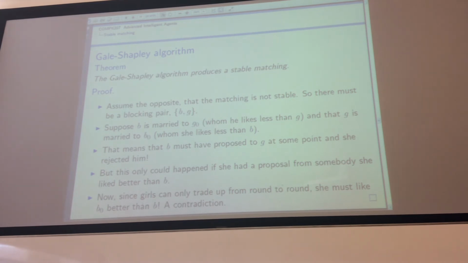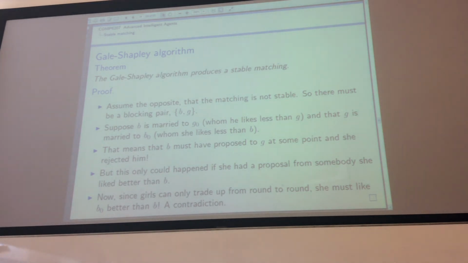Now, more than that, the outcome of this algorithm, which is very simple, you would agree, is a stable match. Why is that true? So assume otherwise, the matching is not stable, so we must have a blocking pair, the boy B and the girl G. Suppose that B is married to some girl G0 whom he likes less than G, and G is married to some B0 whom she likes less than B. What would that mean? That means that B must have proposed to G at some point, because he goes from his favorite down his list.